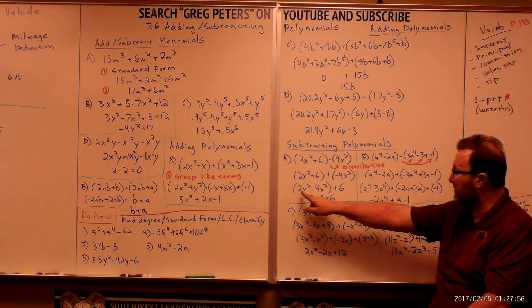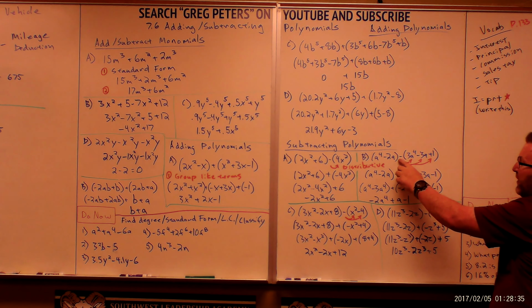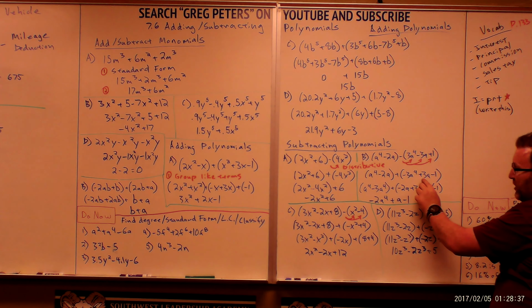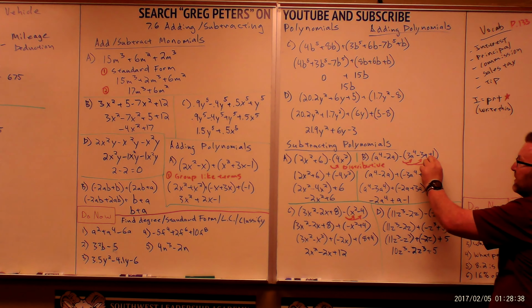Group it, solve it. Okay, this one just has more terms going on, right? So you want to treat each term with the distributive property. We're going to take this minus and multiply it by each term. A negative times a negative turns positive. A negative times a positive is negative. Now the negative is out, it's in parentheses, right?